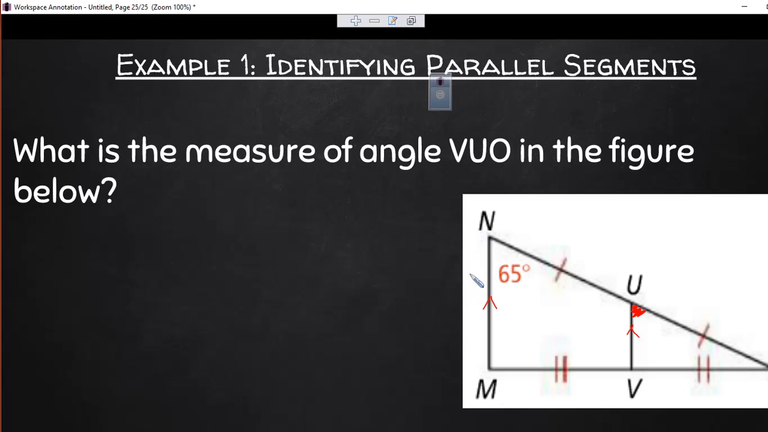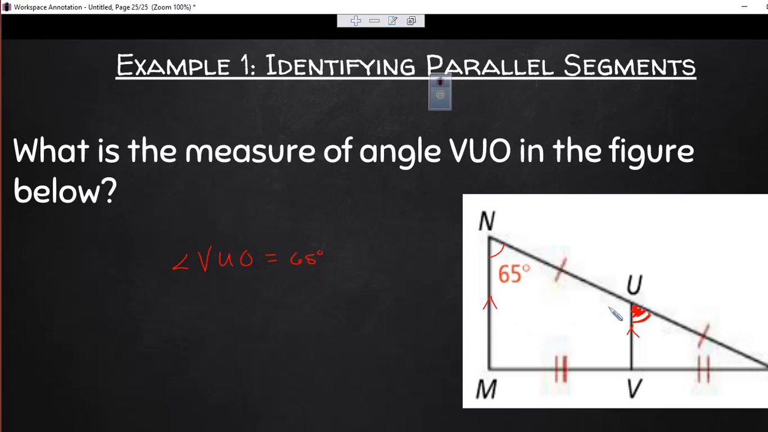So one thing you always have to remember when you have parallel lines is that you need to be able to recognize those special angle pairs that will occur. This acts as a transversal, so this angle, 65 degrees, is going to be a corresponding angle with this angle right here. And we know in parallel lines, corresponding angles are congruent. So the measure of angle VUO is going to equal 65 degrees.